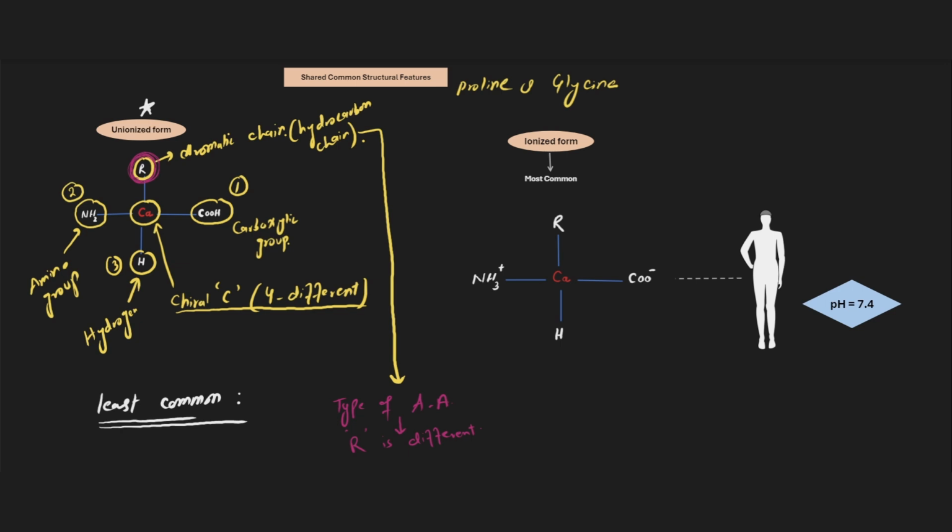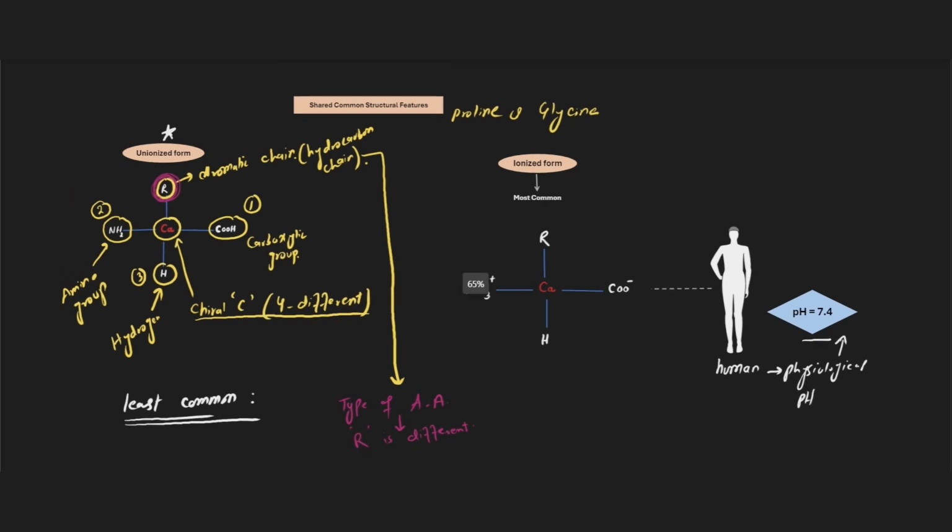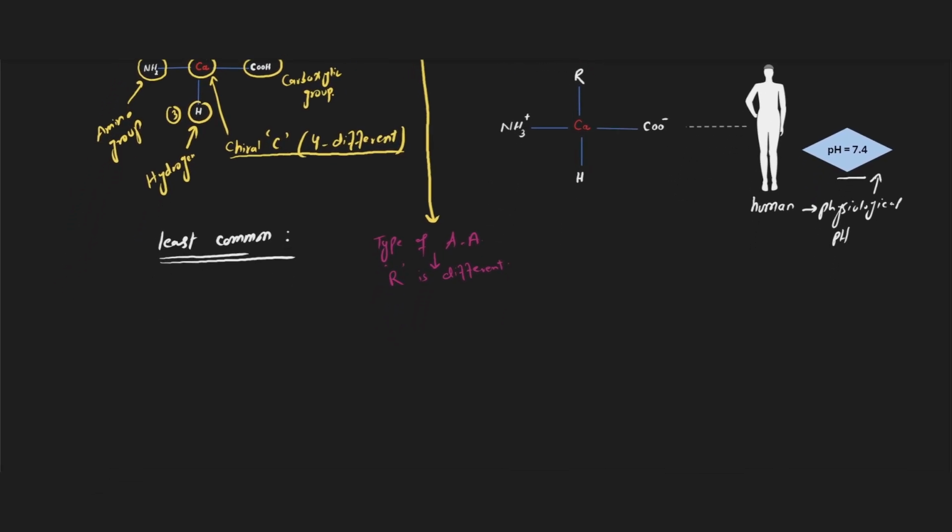And in the bodies of living organisms, you know that certain pH values exist. For example, within the body of human beings, there is a buffer system, and the physiological pH of the human body at which all the enzymes and metabolic reactions can take place is 7.4. So at this 7.4, what is actually the appearance of the amino acid?